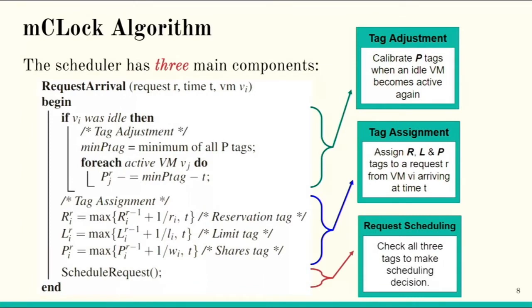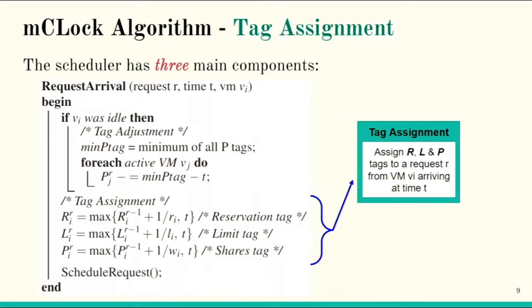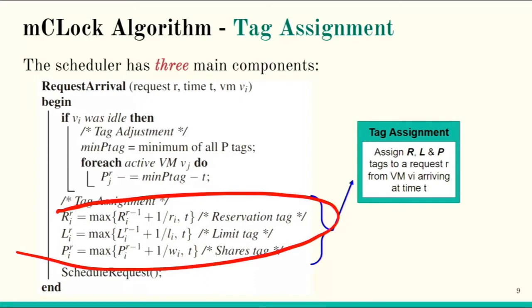This is the pseudocode of the mClock algorithm. I think this pseudocode looks very simple. We have the first element, the second element, and the third element here. We will discuss them one by one. We will discuss the second component first, followed by the third component, and then we go back to the first component.